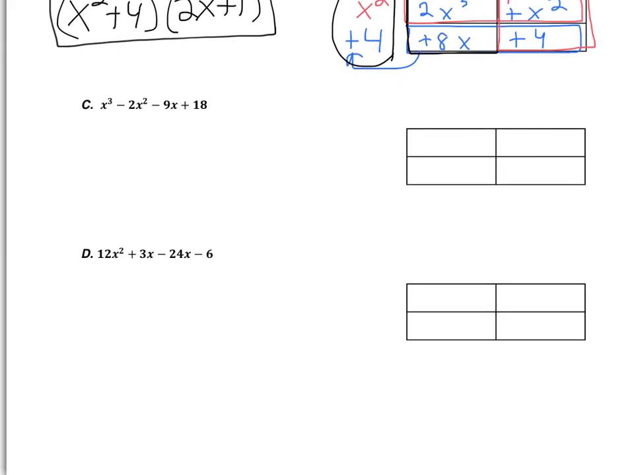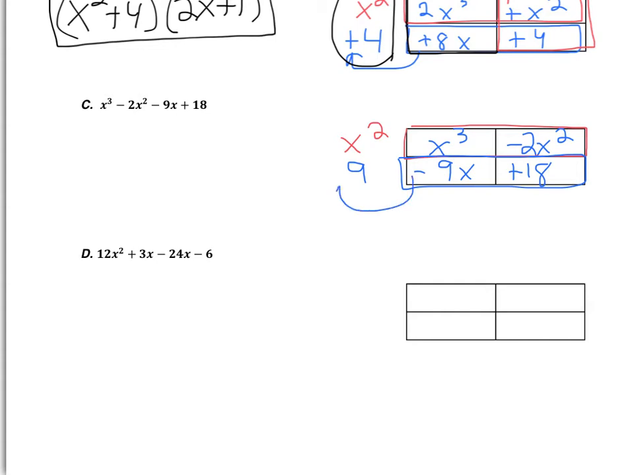Letters C and D. I'm going to fill in x cubed minus 2x squared minus 9x plus 18. So our first row, we can factor out x squared. Our second row, they can be divided by 9, and because this is negative, that's negative. In our first column, we have an x in common. And then our final column, we can divide them both by 2, and because this is a negative, so is that.